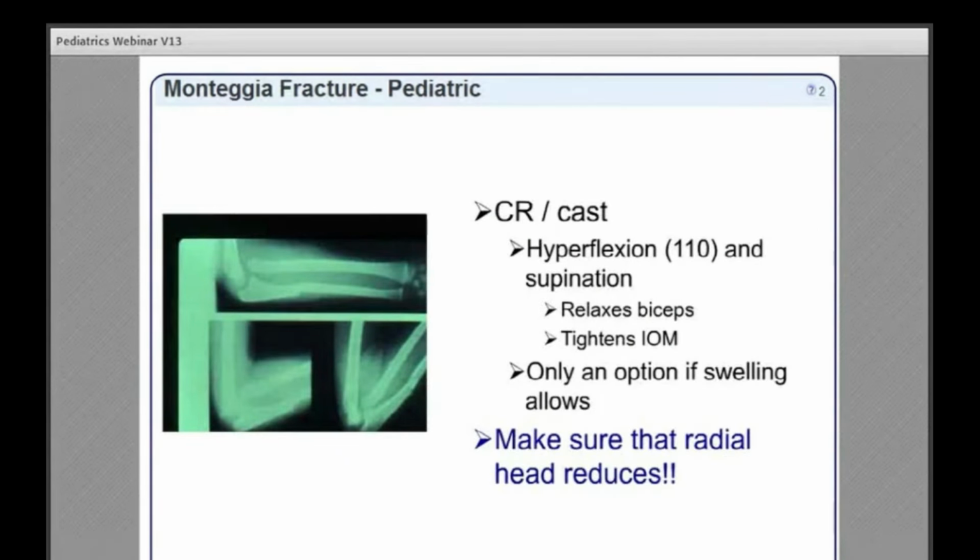With Monteggia fractures in children, it's key to make sure that the x-rays they give you have the elbow and the wrist in the film, or that they explain it to you as they did in this particular question. That is incredibly important, as you need to make sure that the radial head reduces. Casting these in hyperflexion and supination relaxes the biceps and tightens the interosseous membrane, thereby enhancing your chances of maintaining a reduction.